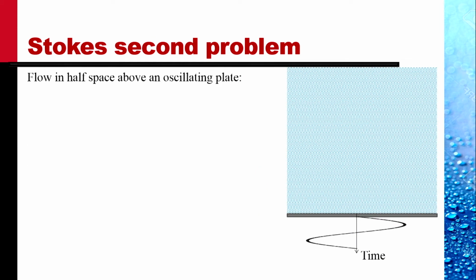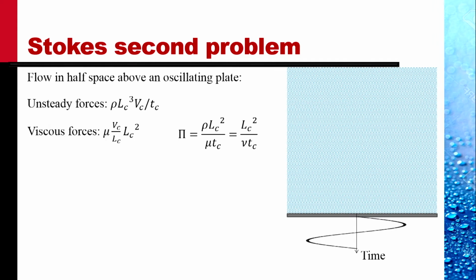Let's consider one variation of this problem, Stokes' second problem. In this case, the fluid is initially at rest, and then the lower plate starts moving sinusoidally, so that its velocity is given by v equal to v naught sine omega t.